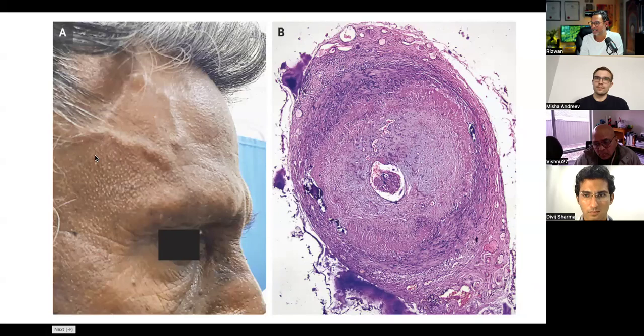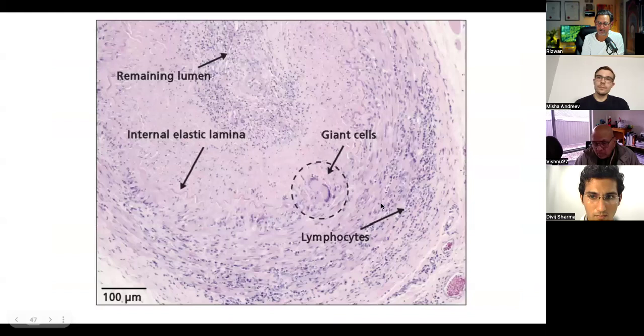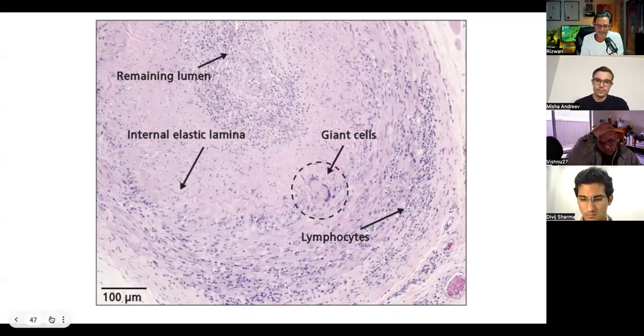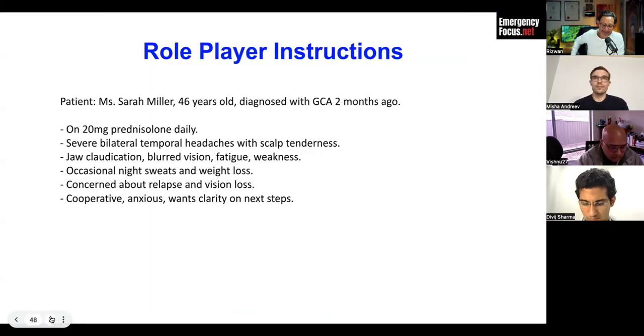So this visual representation is, if you see a patient, or if there's an exam card with that kind of patient, then basically what you're looking at in the cross section of the artery is that giant cell inside the lumen or at the boundary of the lumen. So this is how it looks. This is the internal elastic lamina, and there are giant cells within that lamina. And you can see lots of lymphocytes. Obviously, they won't show you this cross-sectional slide because I've just made it a bit more visually appealing for you guys. So anyway, what would the role player be instructed to respond to your specific question?